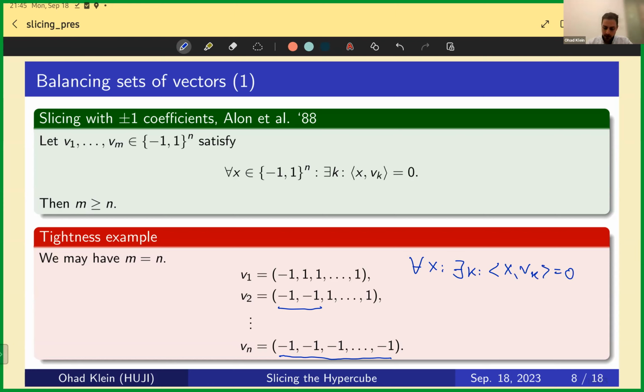Why is that? Because if we define v0 to be the all ones vector, we have that x times v0 equals the sum of xi. And once we move to x times vn, we get exactly the opposite of this number. So in the middle, we had to go through 0. And this example is of size n and shows that this theorem is tight.